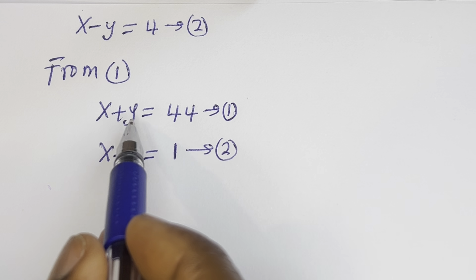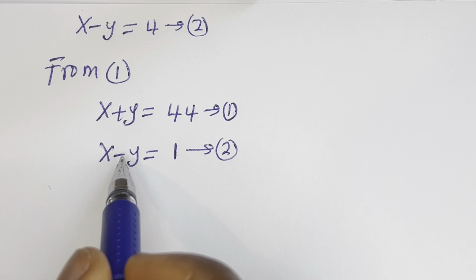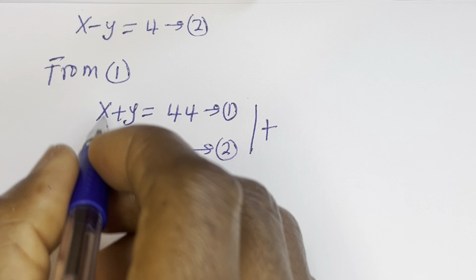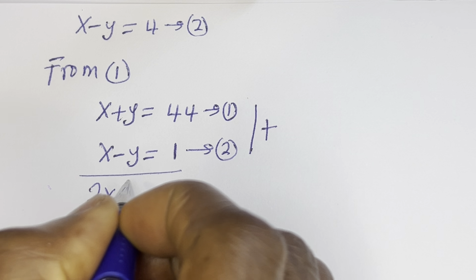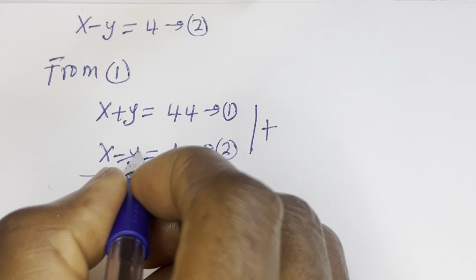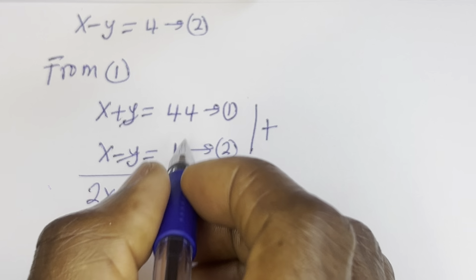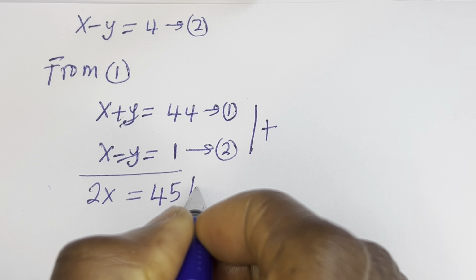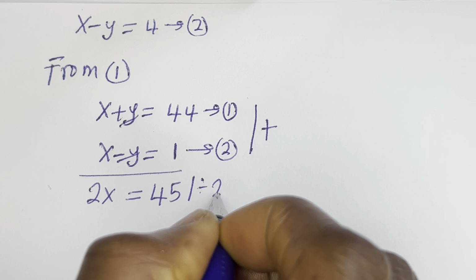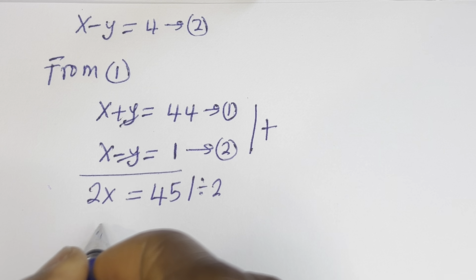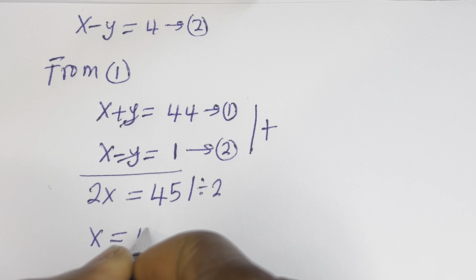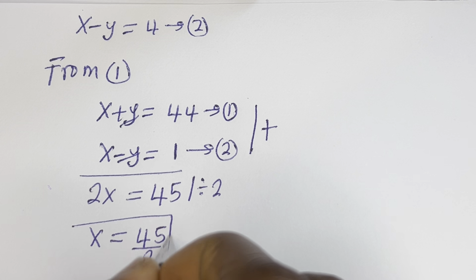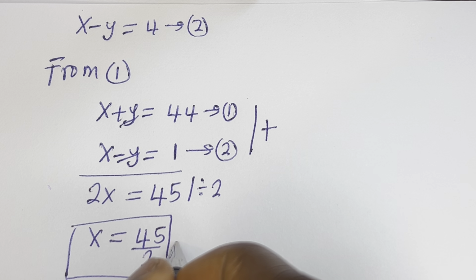Then from the first case, we have x plus y is equal to 44, x minus y is equal to 1. Let's add the two equations together. x plus x, this is 2x, plus y minus y, this will cancel, is equal to 44 plus 1, this is 45. Let's divide both sides by 2. Then x is equal to 45 over 2. This is the value of x, and this is not a natural number. It is rejected.